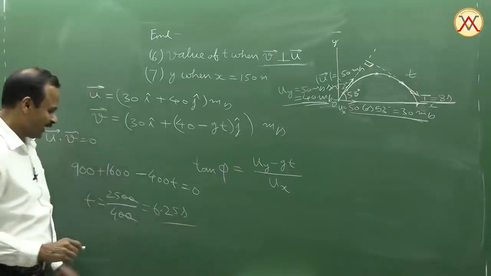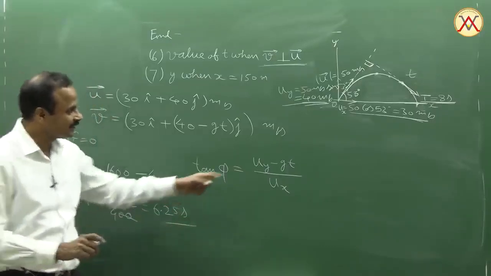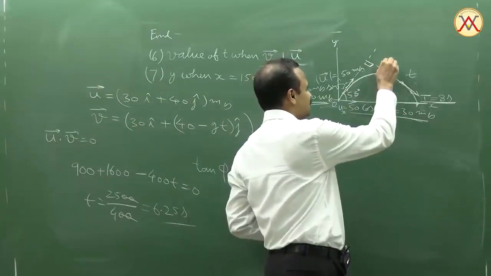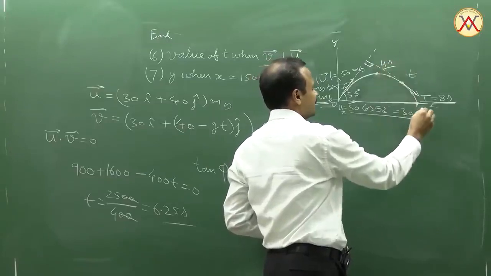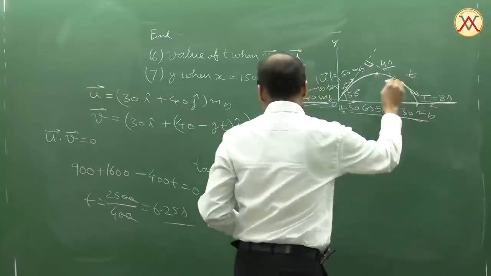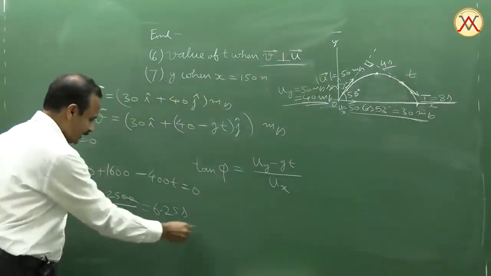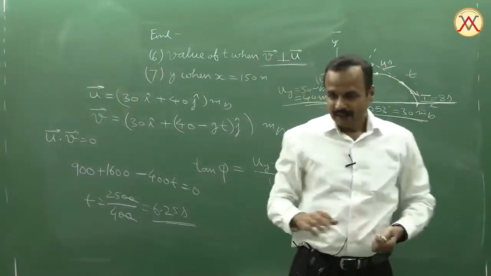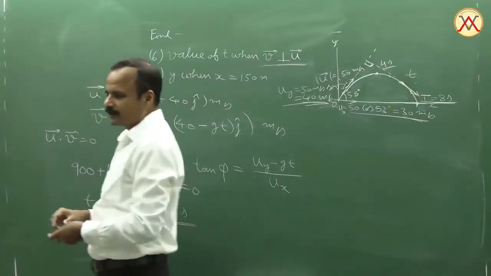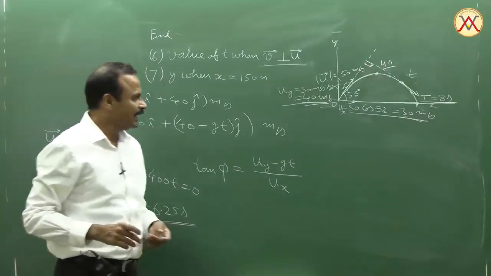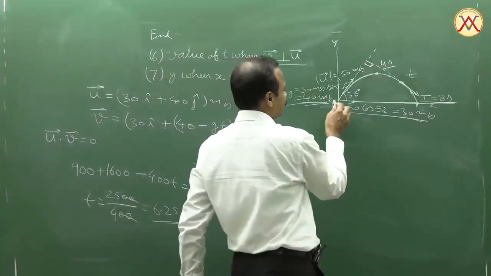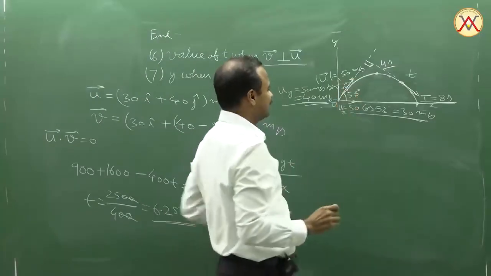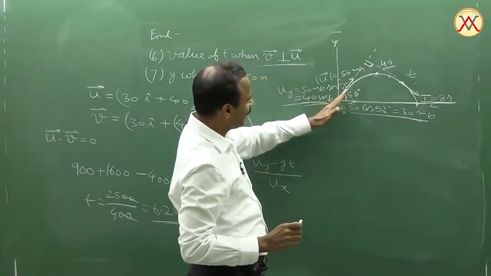This is 6.25 seconds. So as expected, this is during the downward journey. We know that the downward journey was from t equal to 4 seconds to 8 seconds. So as expected, we are getting an answer in the range of 4 to 8. Another way of doing this part may be something like this: see, the initial velocity vector is 53 degrees above horizontal.